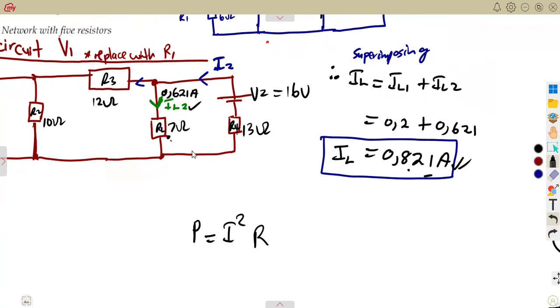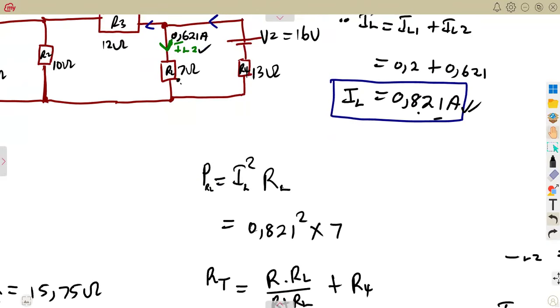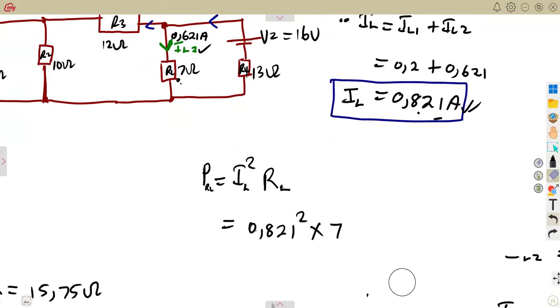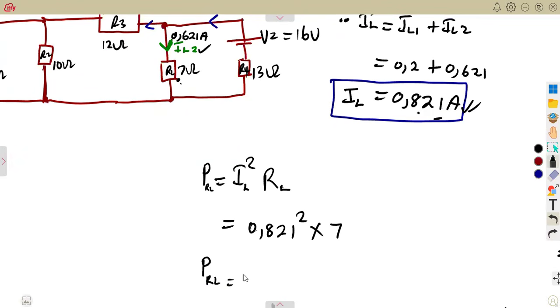So the power across the load resistor is going to be IL squared times the load resistor. That's the idea there. We have the current, that's 0,821 squared times our load resistor, which is RL, which is 7. So that was going to give us the power, just like that. So the power in this case was going to give us 4,718 watts.